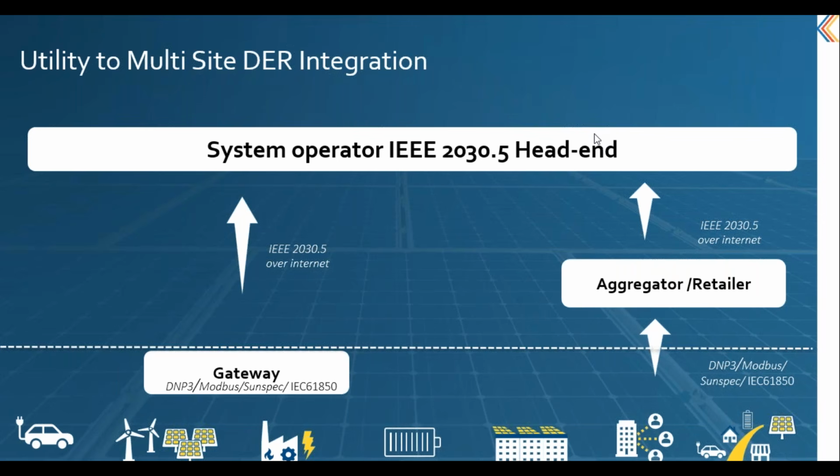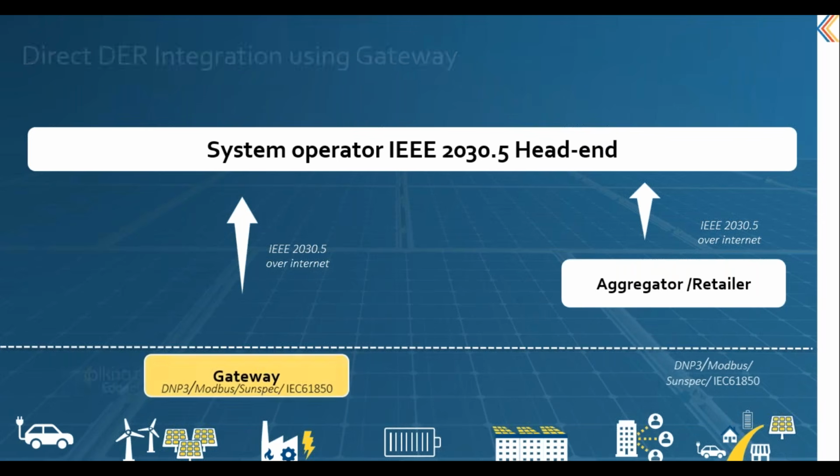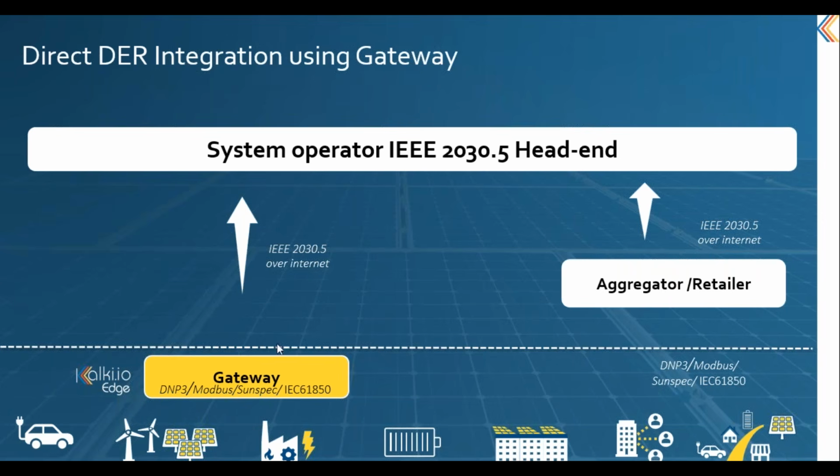Now let's look at the solutions provided by Calculator. For the gateway, which supports different protocols to communicate with DERs, like DNP3, Modbus, SunSpec, IEC 60870-5-101, 104, etc., there is a product called Calculator Edge, which is used for these applications.